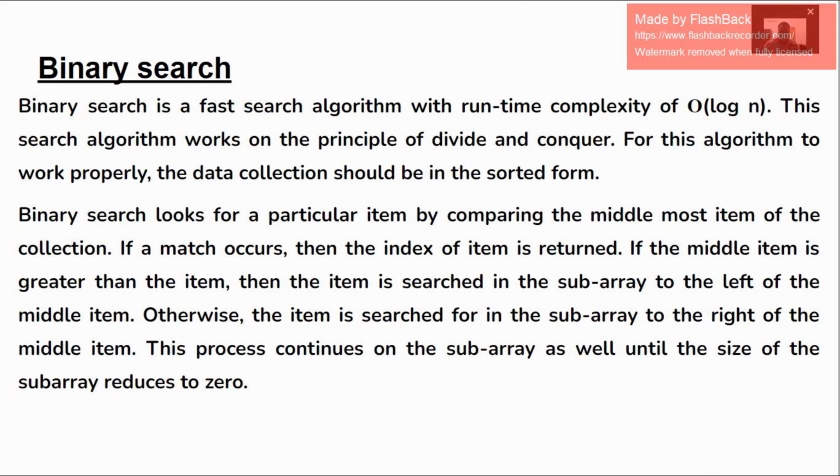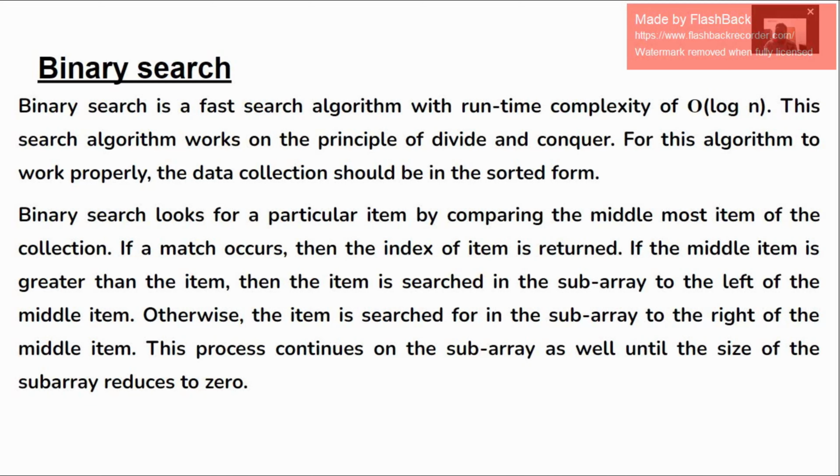Binary search looks for a particular item by comparing the midmost item of the collection. If a match occurs, then the index of the item is returned. If the middle item is greater than the item, then the item is searched for in the subarray to the left of the middle item. Otherwise, the item is searched for in the subarray to the right of the middle item. This process continues on the subarray until the size of the subarray reduces to 0.